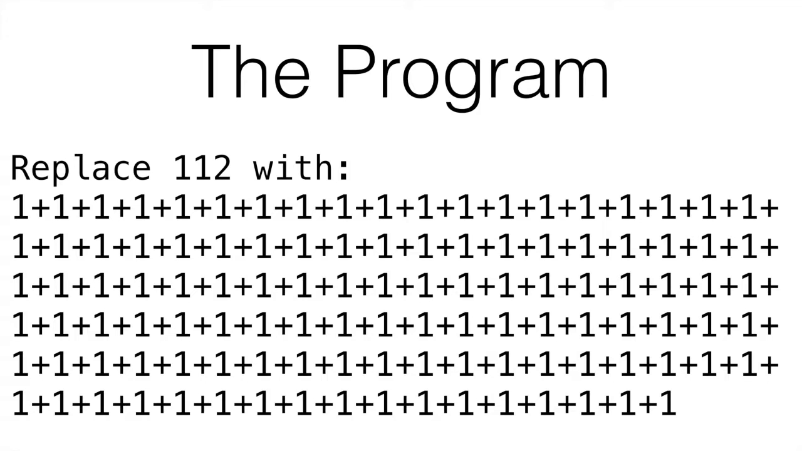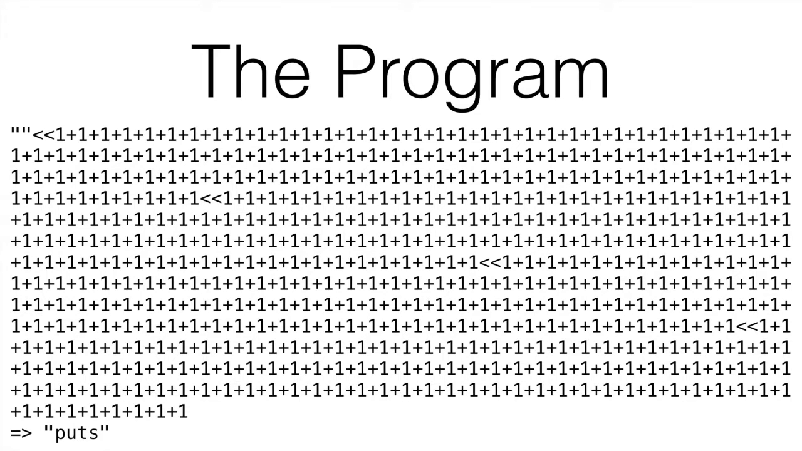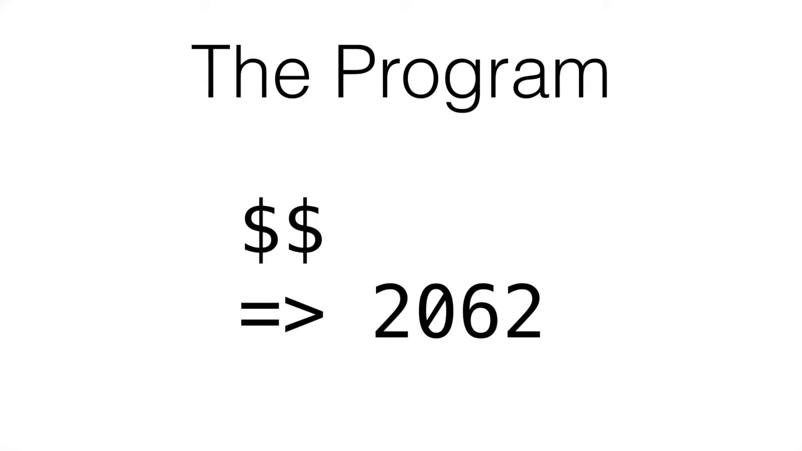Now let's say we replace each number with 1 plus 1 plus 1 plus 1, etc., until we get to the right number. So this is the same as before, just written as 1 plus 1 all the way down. And we still get puts, it still works.